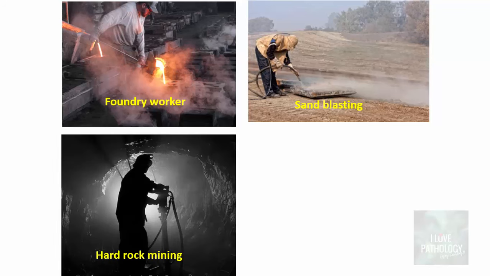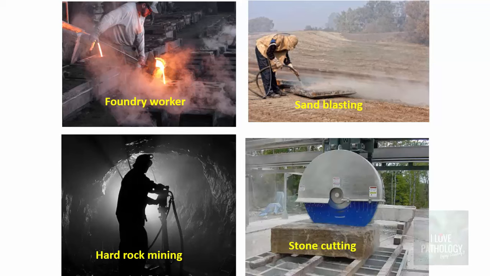The third one is hard rock mining. Hard rock constitutes around 100% silica, so people in this occupation are very highly vulnerable to silicosis. And lastly, stone cutting. Again, the fine dust which comes out of the stone during the cutting process exposes individuals to silicosis. So these are the main occupations with a very high risk for development of silicosis.